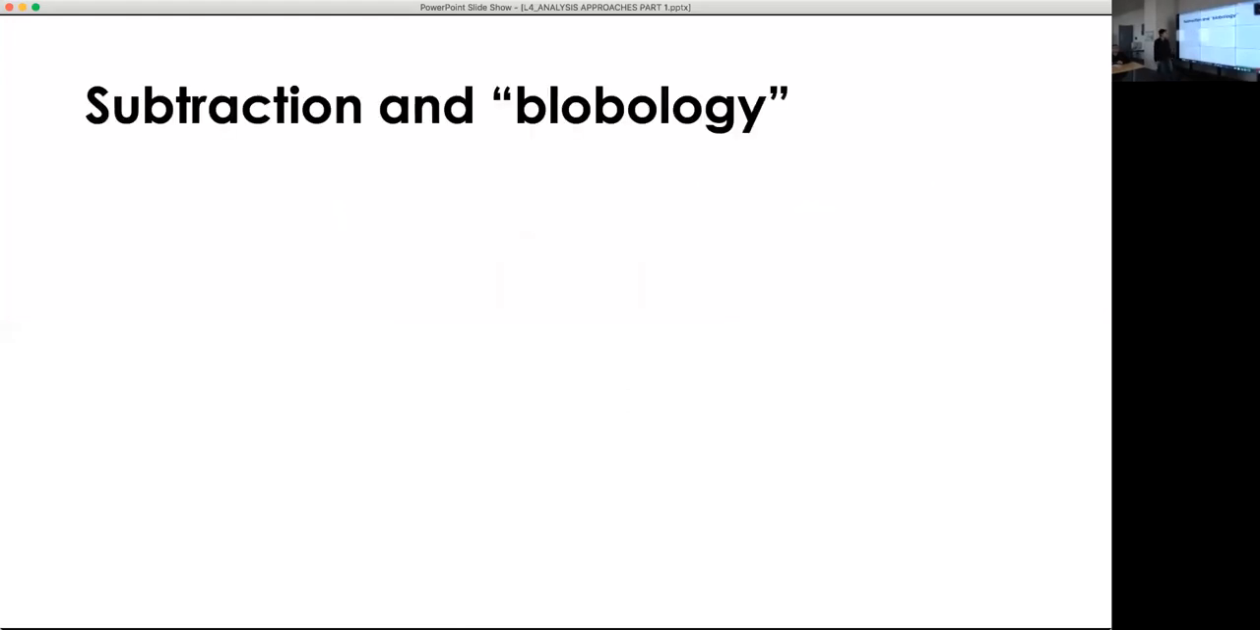So the simplest thing, and I put this in quotes because I'm sure you've heard it and it's kind of a snarky term, is like, what do you do with fMRI data?